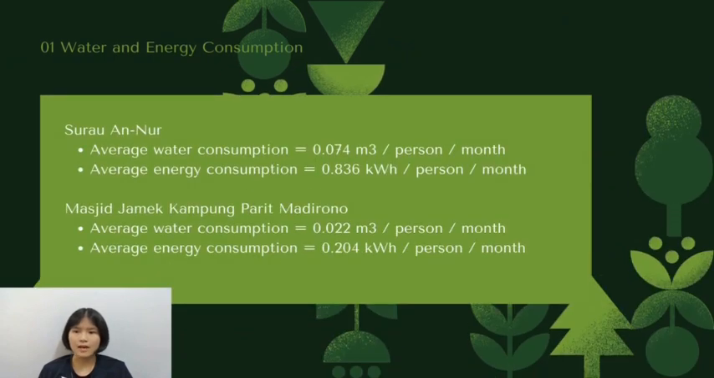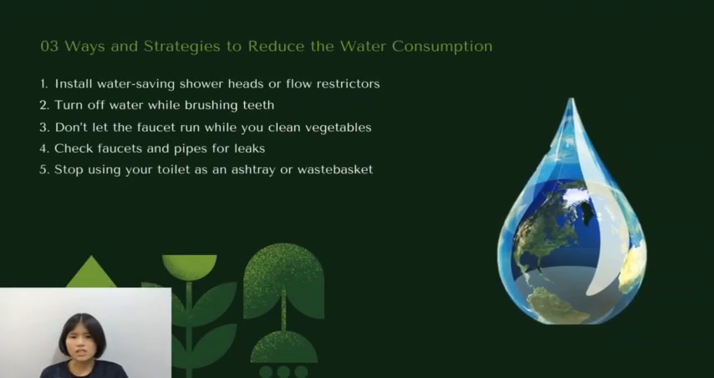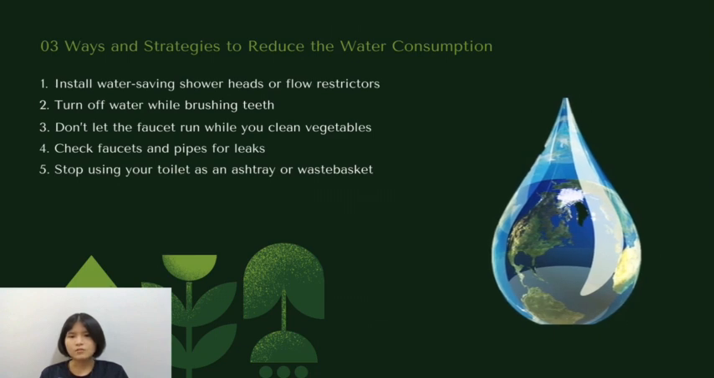By using the steps, we can get the summary of values of water and energy consumption of two places, which are Surau Ano and also Masjid Jami Kampung Parit Madirono. There are many ways and strategies to reduce water consumption. First, install a water-saving shower head or flow restrictor. Second, turn off the water while brushing teeth, and don't let the faucet run when cleaning vegetables.